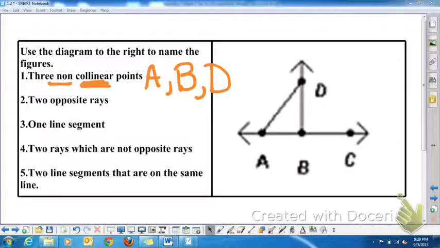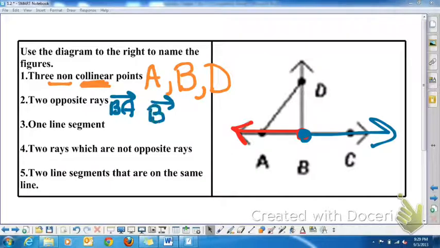Let's name 2 opposite rays. Opposite rays have the same initial point and they form a straight line like these rays. Ray BA and ray BC. And remember, you name a ray with like a mini ray above it. Ray BA and ray BC.